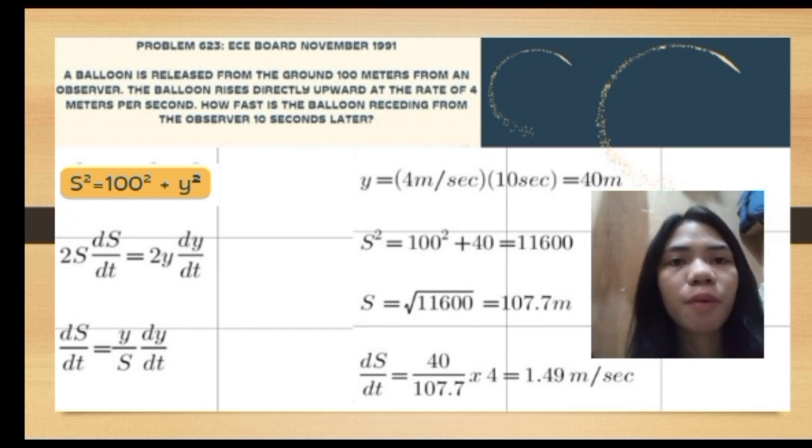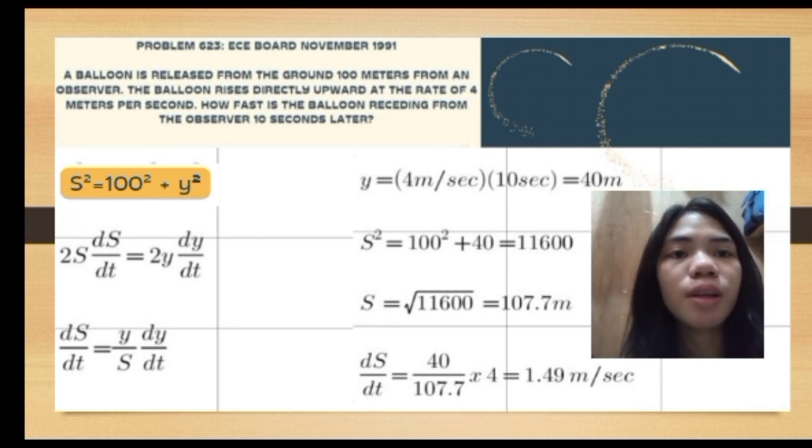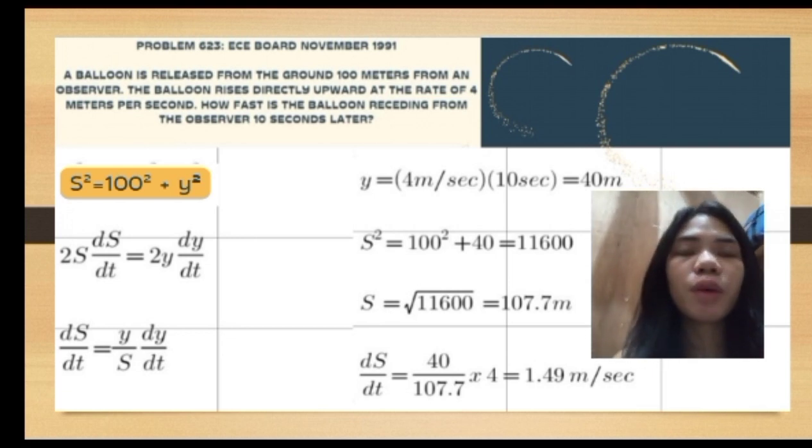So we have here the problem. A balloon is released from the ground 100 meters from an observer. The balloon rises directly upward at the rate of 4 meters per second. How fast is the balloon receding from the observer 10 seconds later? So given the equation s squared equals 100 squared plus y squared.